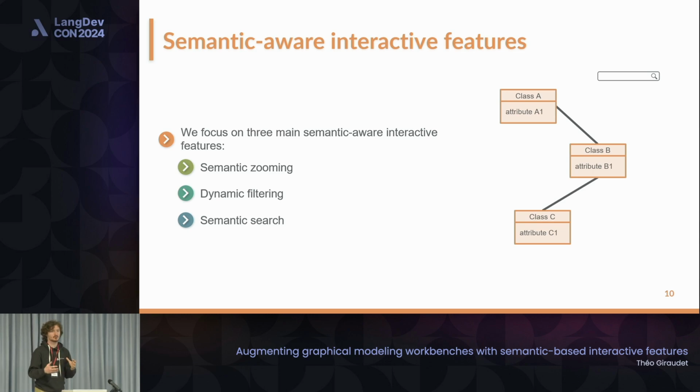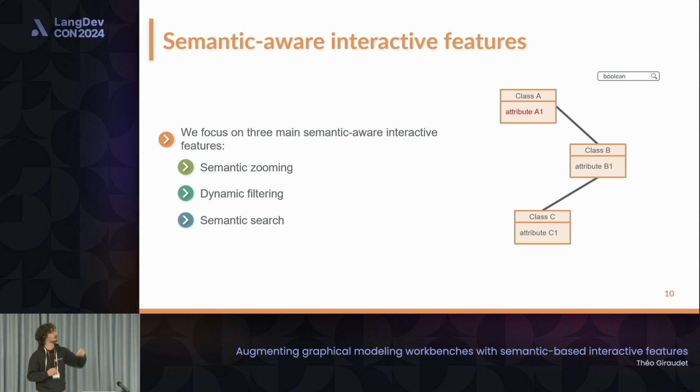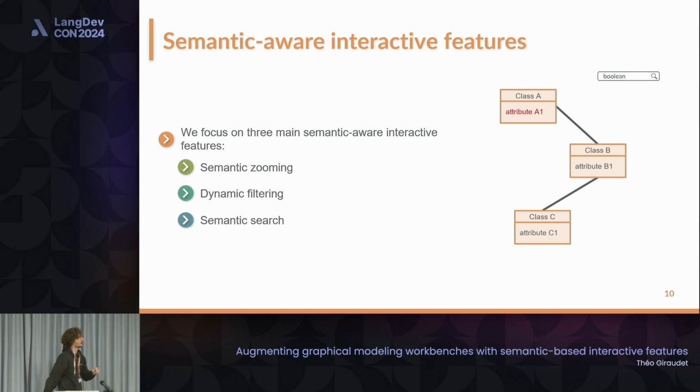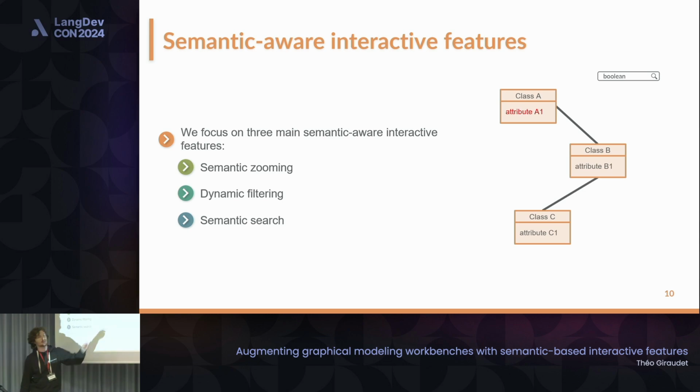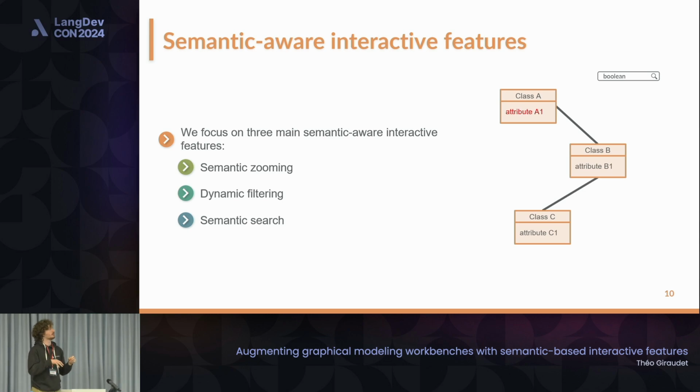So it's a basic search, but applied over the abstract syntax and not over the concrete syntax. So for instance, here, if I search for the Boolean term, attribute A1 will be highlighted. Why? Because attribute A1 is of type Boolean, but here we decided not to display the type inside the concrete syntax.